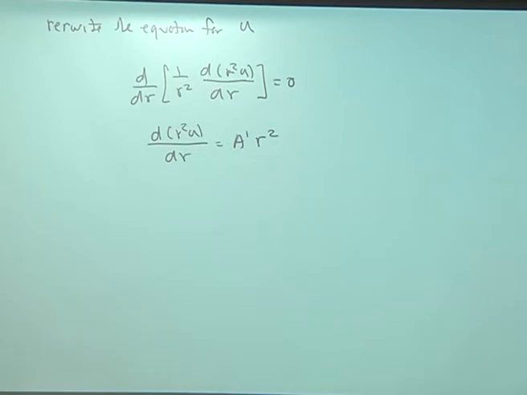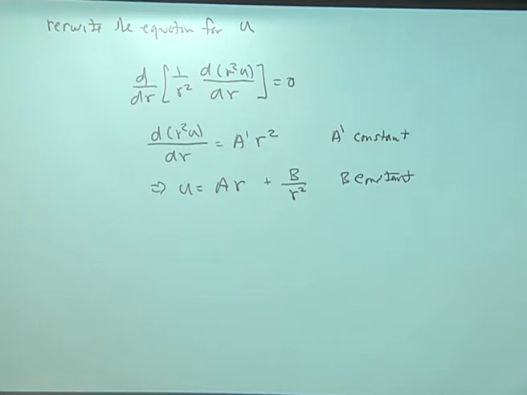R squared. A prime's a constant. And then you can integrate it again pretty clearly, right? And so you end up with u equal to A over R. So I'll just throw the 1/2 into the constant to redefine it. Plus B over R squared, where B is a constant. And so that's a general solution for Navier's equations in spherical coordinates.